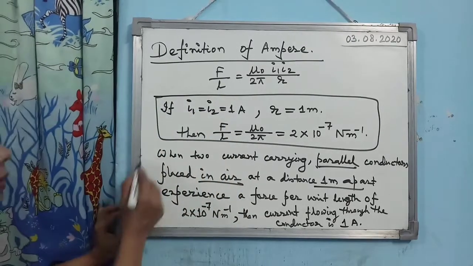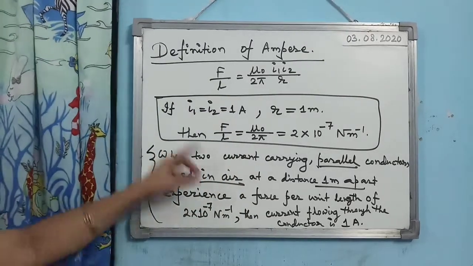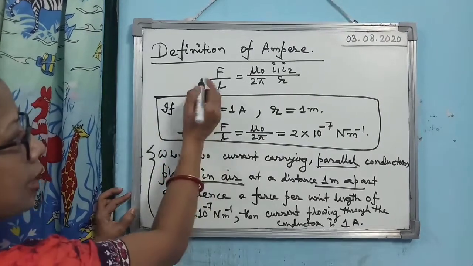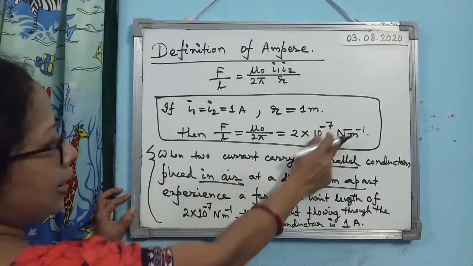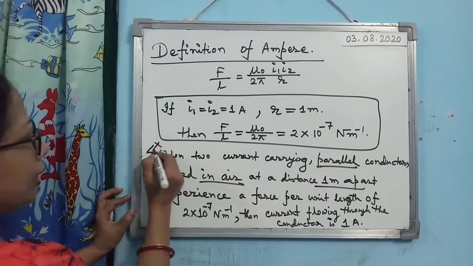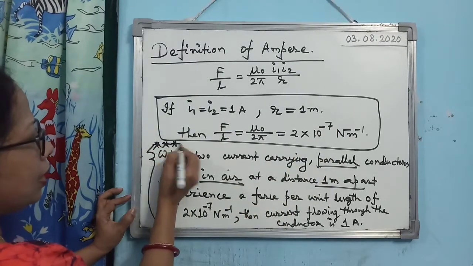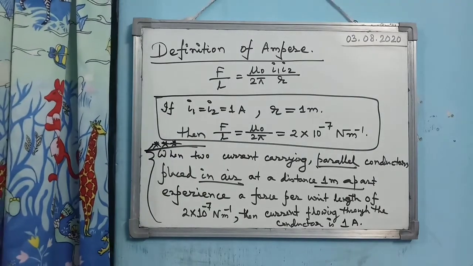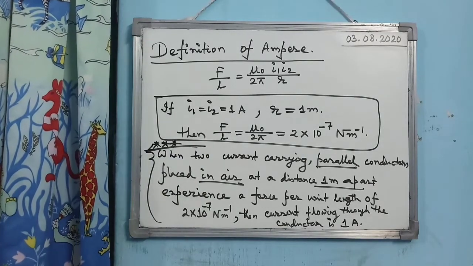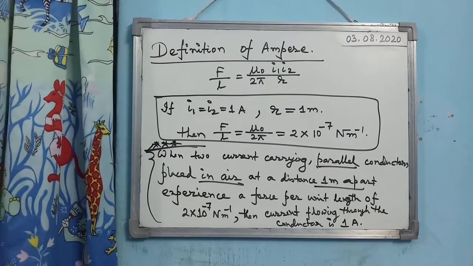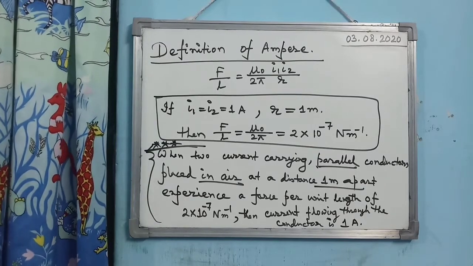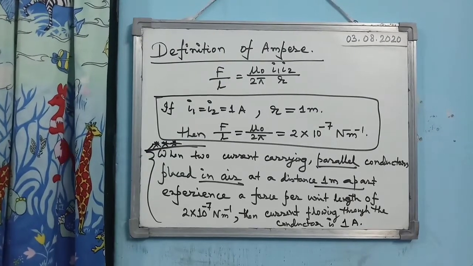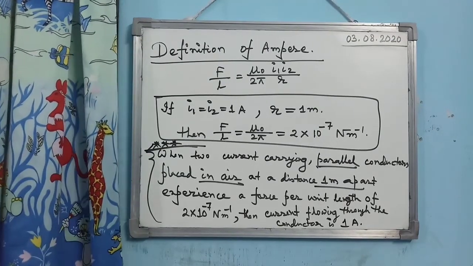Alright. So this is the definition of 1 amp, and the definition is coming from this relation applying this condition, which is very, very important. So you must learn the definition of 1 ampere from the concept of force acting between two parallel current carrying conductors. So that's the end of the moving charge and magnetic field chapter.